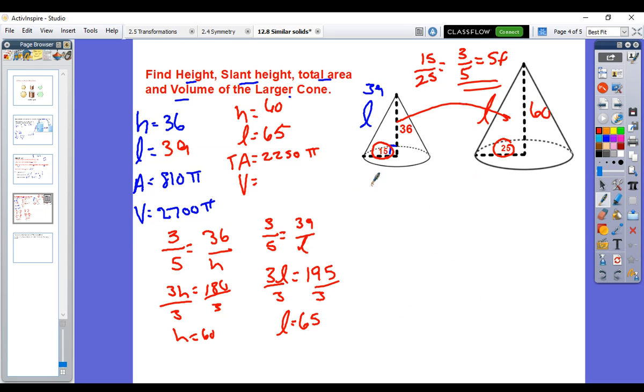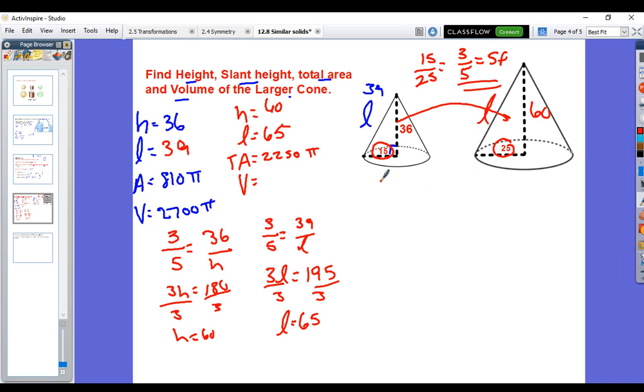All right, so for volume, we take our same scale factor of 3 to 5 and we cube them. 3 cubed, 5 cubed. So 3 cubed gives me 27. 5 cubed gives me 125. This is the scale factor for volume. Volume scale factor. So we set that proportional now to the volume. So the volume of the small cone right here was 2,700 pi. So we're going to put that over the volume of the big cone.